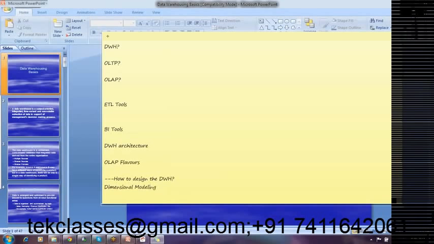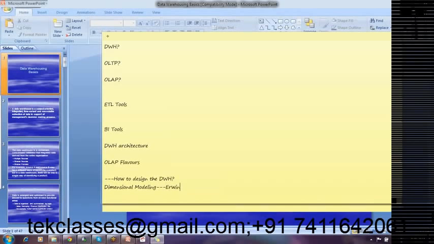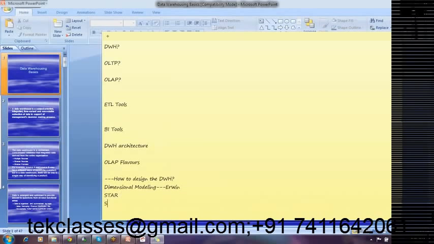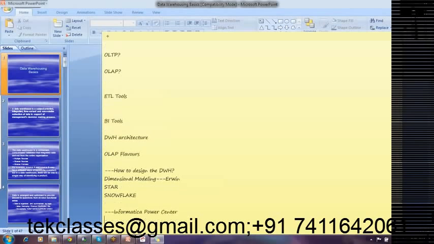We are going to do the dimensional modeling with the different tools available, that is Erwin and other data modeling tools. We are going to explain how to design the star schema and how to design the snowflake schema. So this will be in the second chapter. Once we discuss this, we'll step into Informatica PowerCenter 9.1. How to use Informatica and PowerCenter, all those things we will drive in the third chapter.